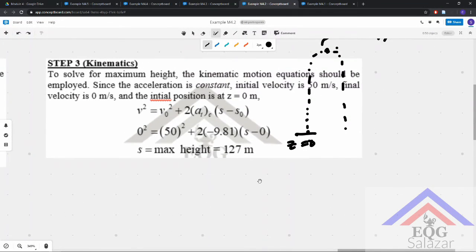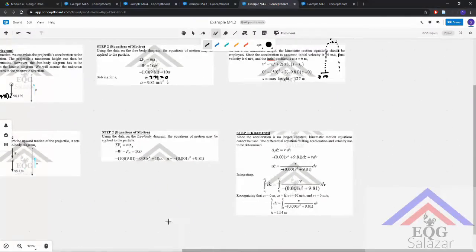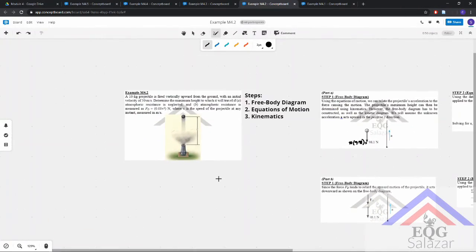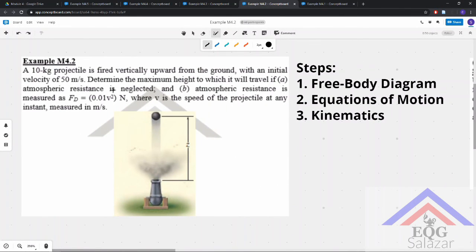It may not seem as big of a number to you, but as a visualization, 13 meters is about 4 stories. So that's a four-story building. So that's a big difference. So you have to be careful when you're solving problems like this, and be careful if they want to include atmospheric resistance or not.